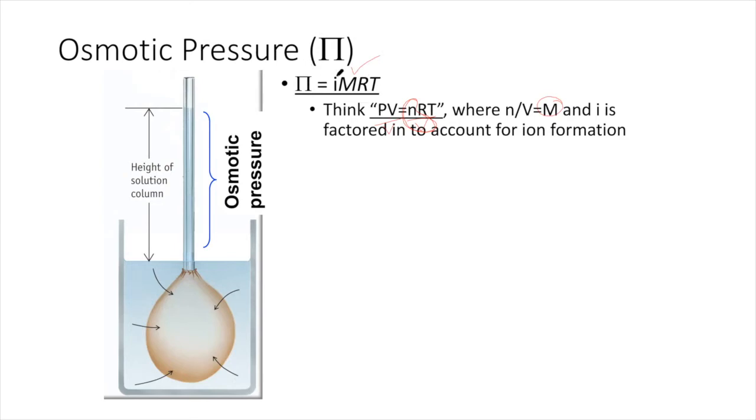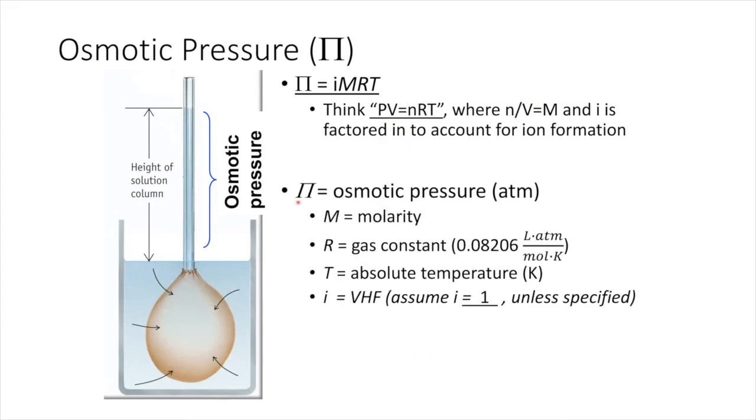So pressure is equal to, we'll talk about what i is in just a second, times the molarity, times the gas law constant R, times the temperature T. It's very similar to the ideal gas law that we learned back in Chem 1. Let's show what the terms mean in this equation. The pi is the osmotic pressure, with units of atmospheres. M is the concentration in molarity. R is the gas constant, the version with units of liter atmospheres per mole Kelvin.